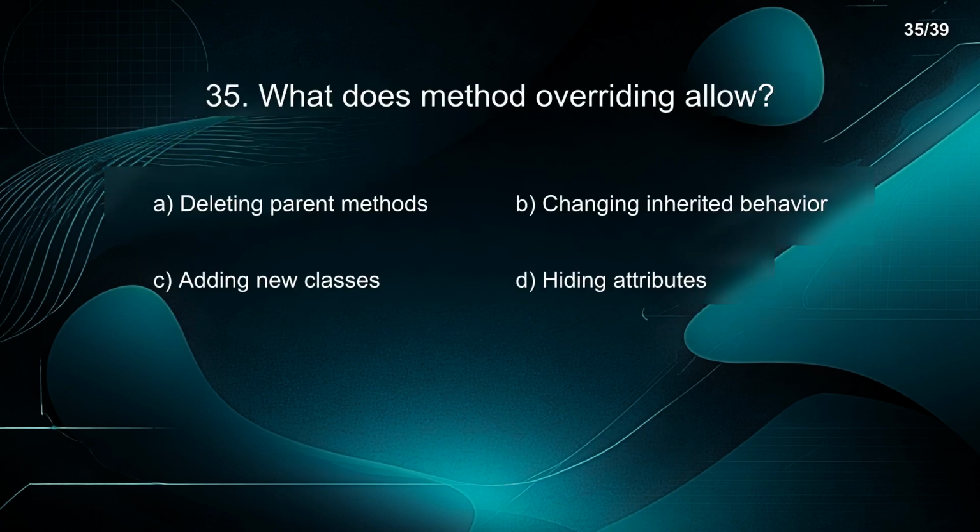35th question. What does method overriding allow? A. Deleting parent methods. B. Changing inherited behavior. C. Adding new classes. D. Hiding attributes. Correct answer is B. Changing inherited behavior.